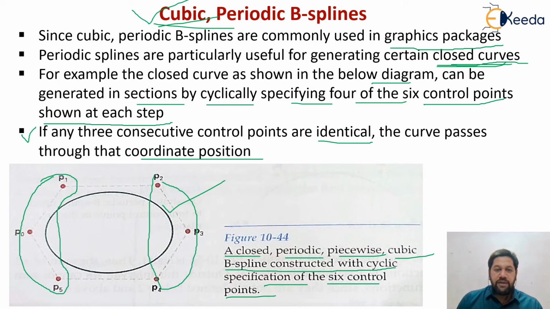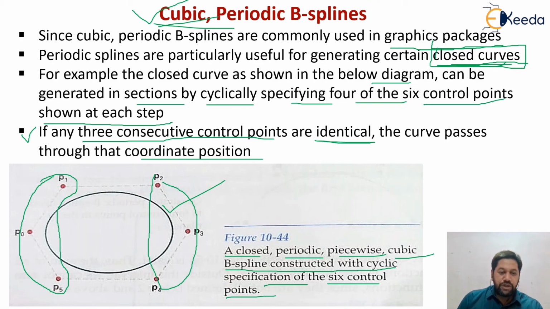the cubic B-spline periodic curve. And again, we have seen how I can achieve this closed curve. To achieve the closed curve, I want any three consecutive control points to be identical. They should be the same. So I think by putting these three control points, I have achieved this. They will be considered the same.